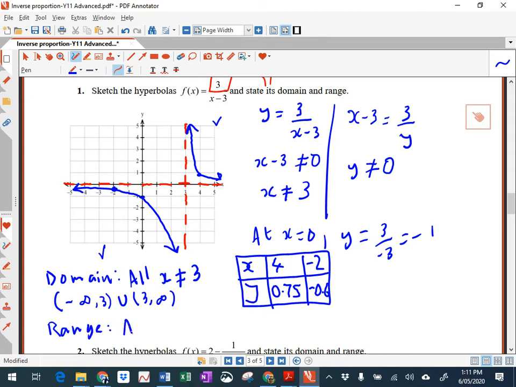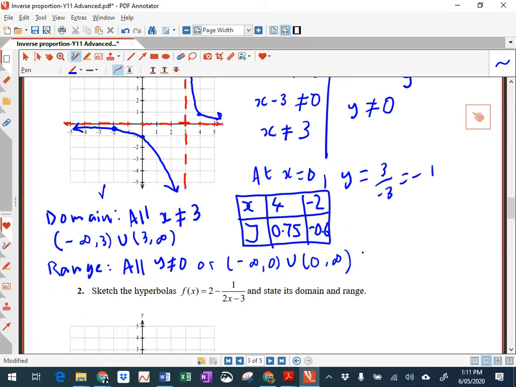Now for the range, the range will be all y not equal to 0, or we could say that the y values go from minus infinity up to not including 0, union 0 up to infinity. Okay.